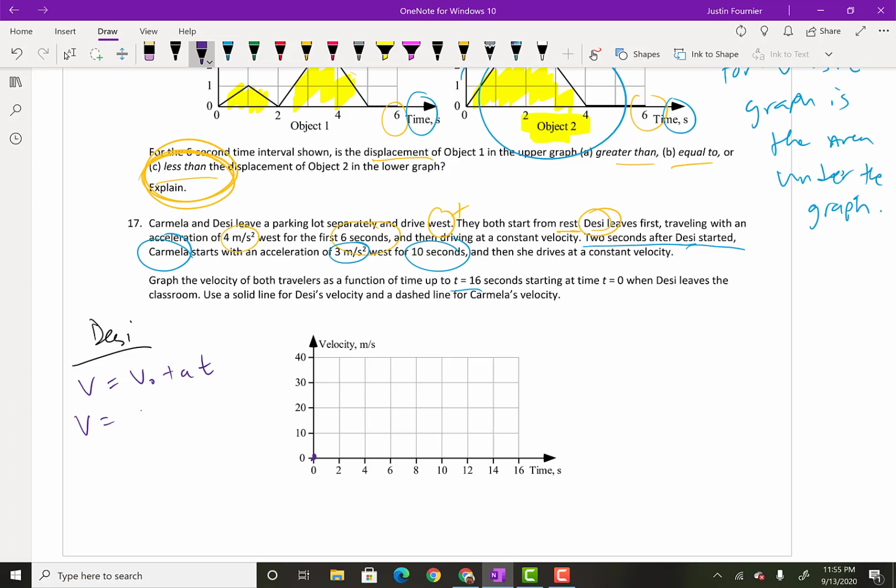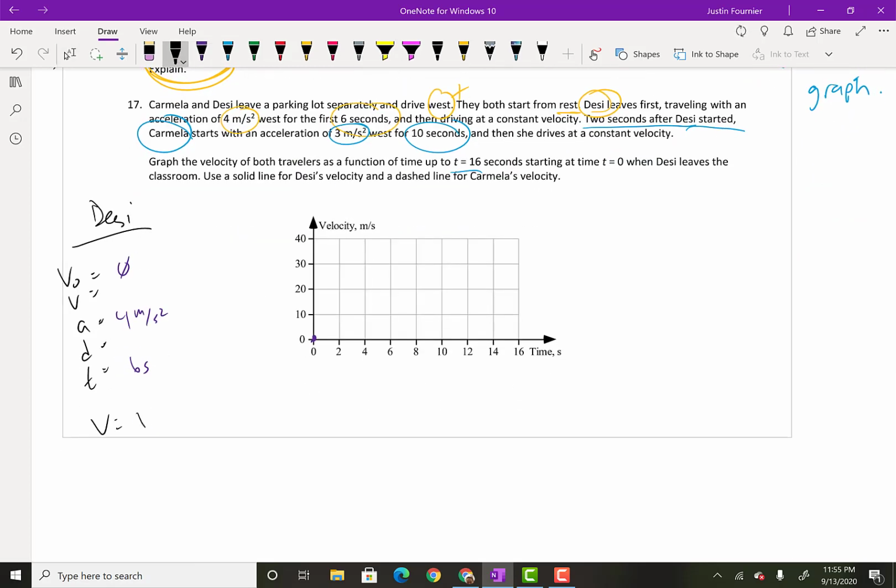So the final velocity is going to be her initial velocity, which is 0, right? Here's my Desi v-v-a-t table. We know Desi's initial velocity is 0. She's accelerating at 4 meters per second squared for 6 seconds. So for Desi, final velocity equals the initial velocity plus a times t. Let's plug in: final velocity is 0 plus the acceleration, which is 4, times 6 seconds. So her final velocity is going to be 24 meters per second. And that's how fast she's going to be going when she then starts moving at a constant velocity. So she starts at 0, but at 6 seconds, she's moving 24 meters per second.